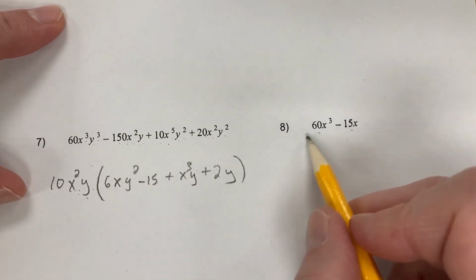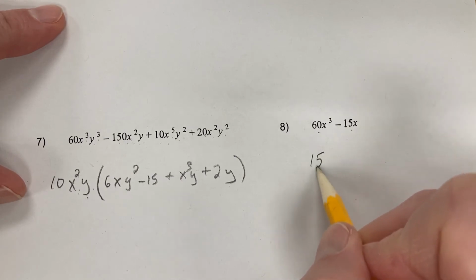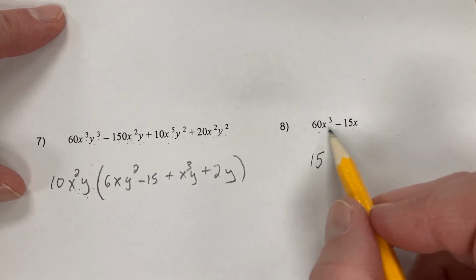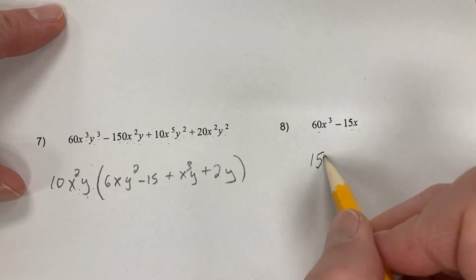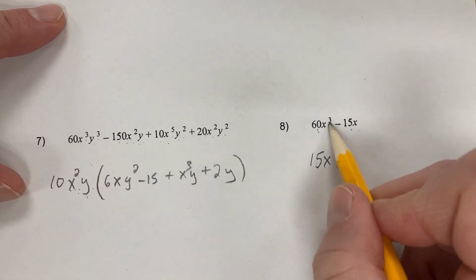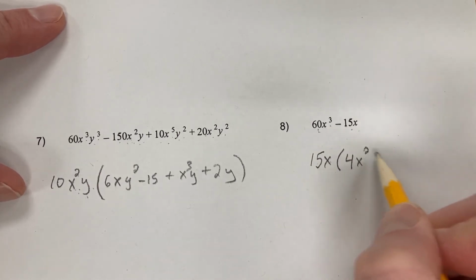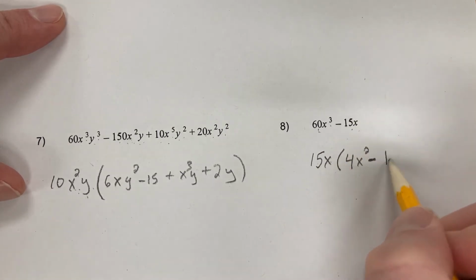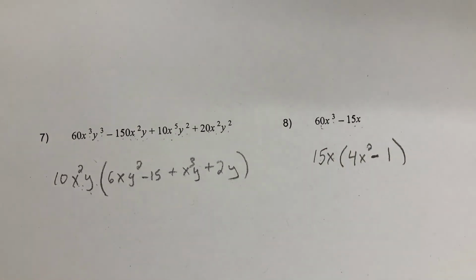60, 15, the largest thing that divides into them is 15. If you did something smaller, I could understand, but 15 is actually the biggest thing that goes into both, and they both have an x, so I'm going to pull that x out. So 60 divided by 15 is 4. We had 3 x's, we took 1 away, there's 2 left over. Minus 15 and x both came out, so we need a 1 to hold its spot right there.